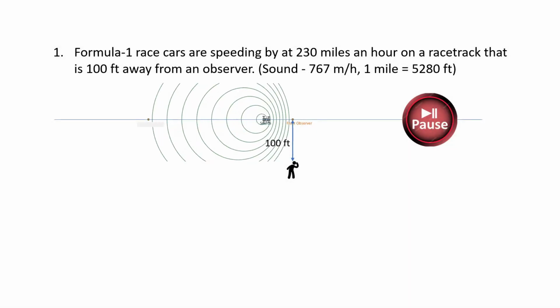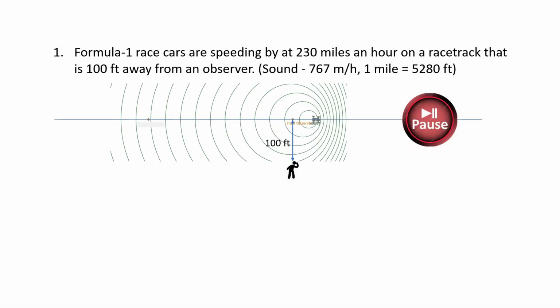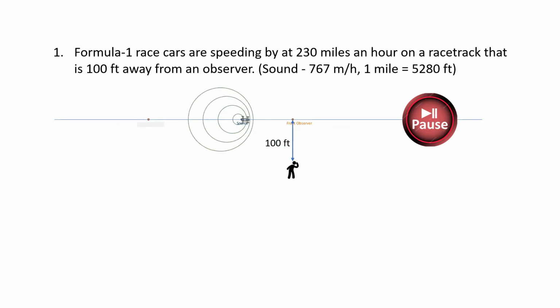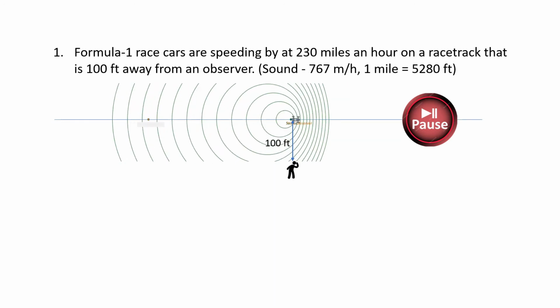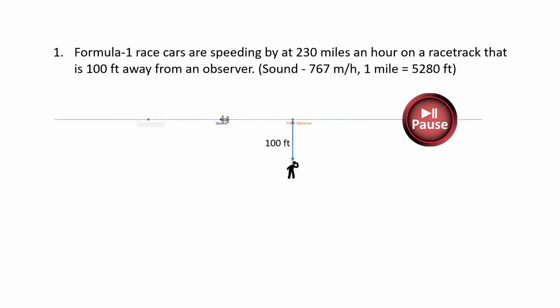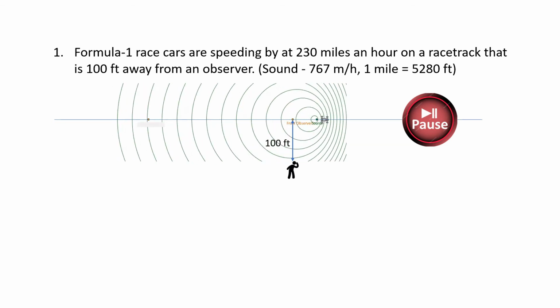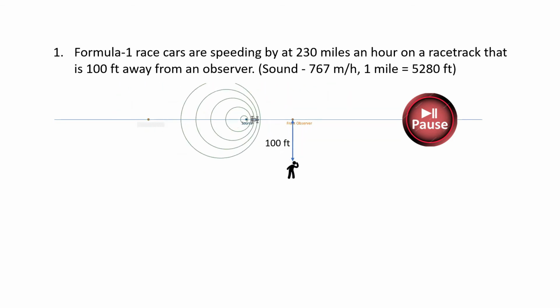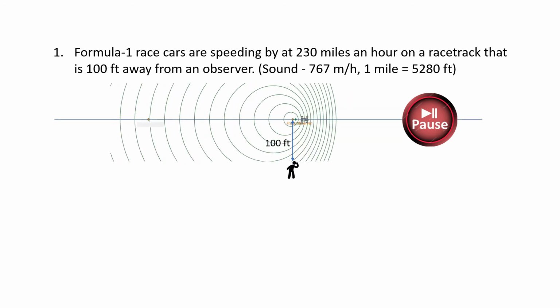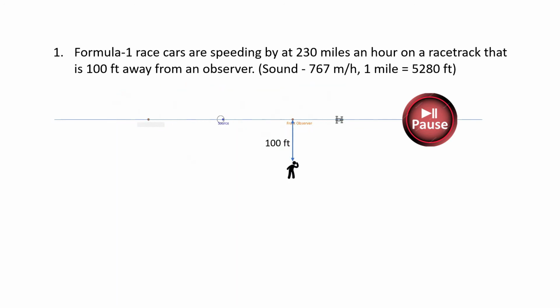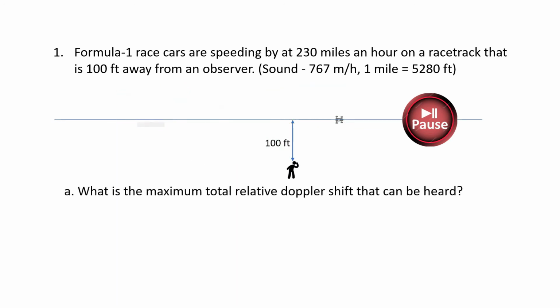Problem number 1. Formula 1 race cars are speeding by at 230 miles an hour on a racetrack that is 100 feet away from an observer. In case you need to know, the speed of sound is 767 miles an hour, and 1 mile has 5,280 feet. Question A. What is the maximum total relative Doppler shift that can be heard?